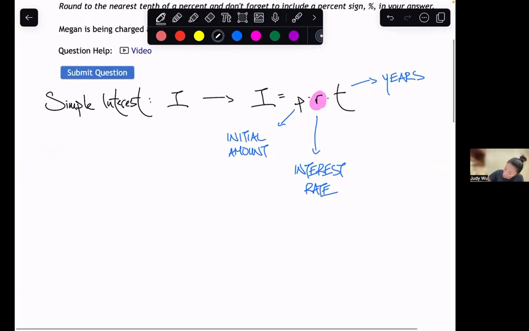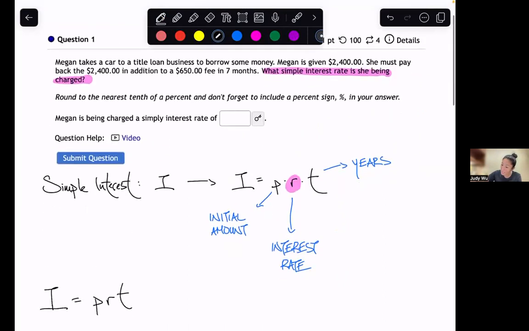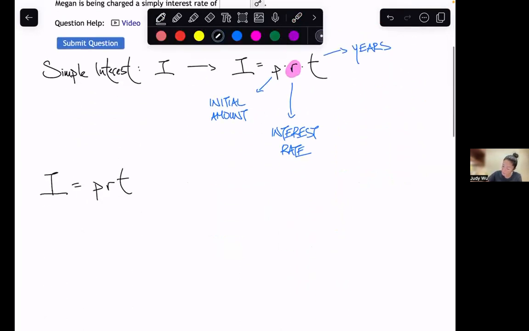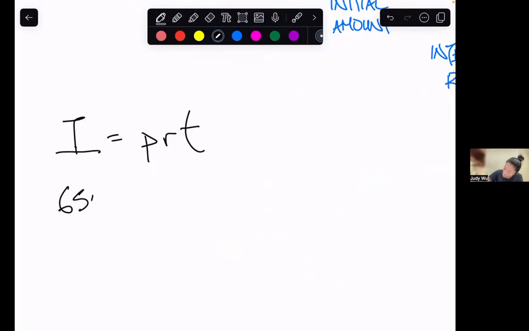All right, so let me copy down this equation again. I equals PRT. Now, the interest, the actual dollar amount, is the 650. The extra 650 that she has to pay is the interest. It's not part of her initial loan. It's basically the amount she's paying in order to get the loan. We said our P, or our initial amount, was 2,400. We don't know what R is.